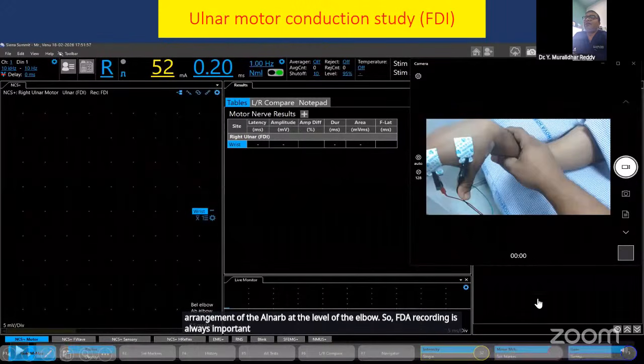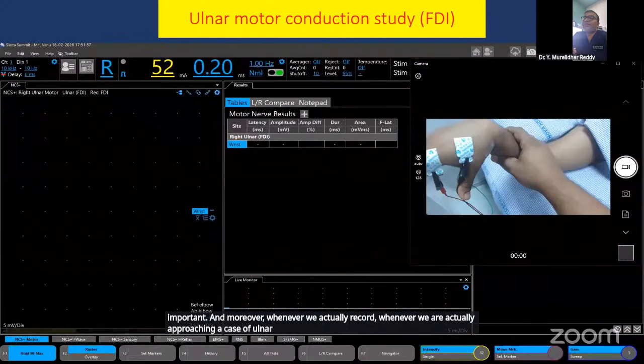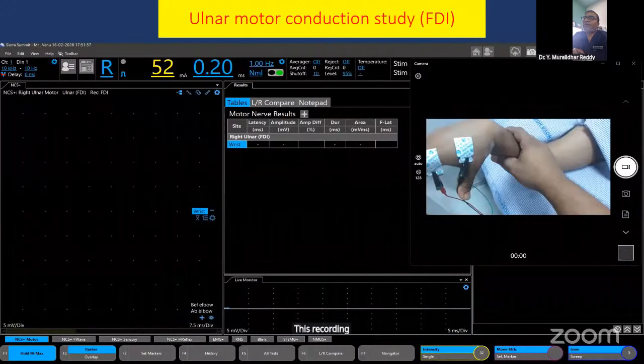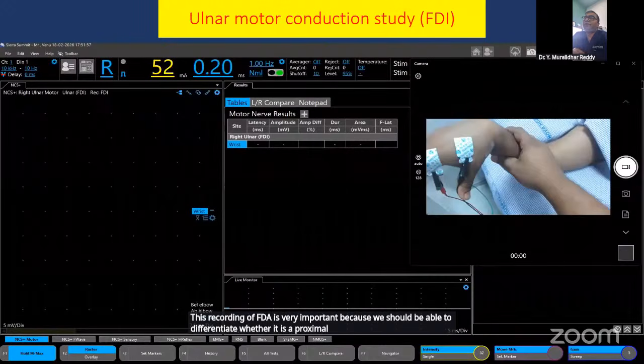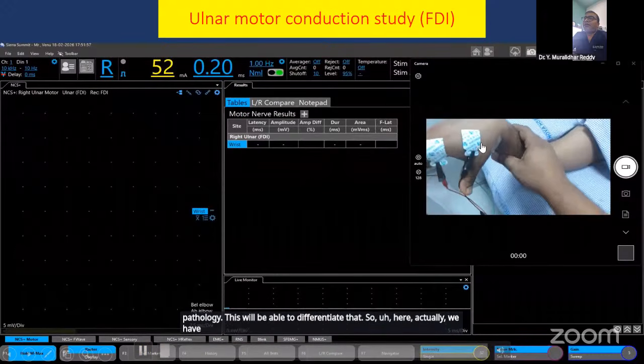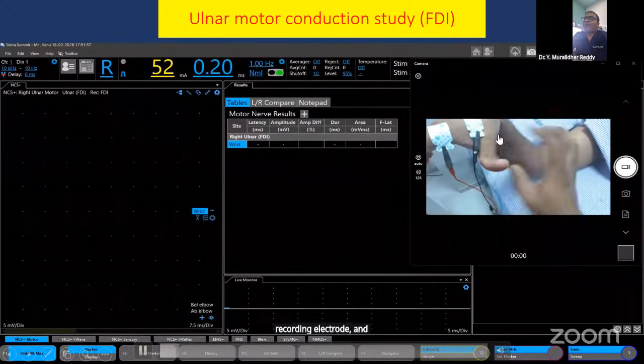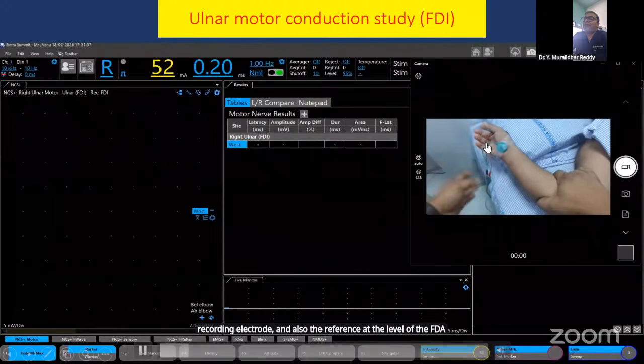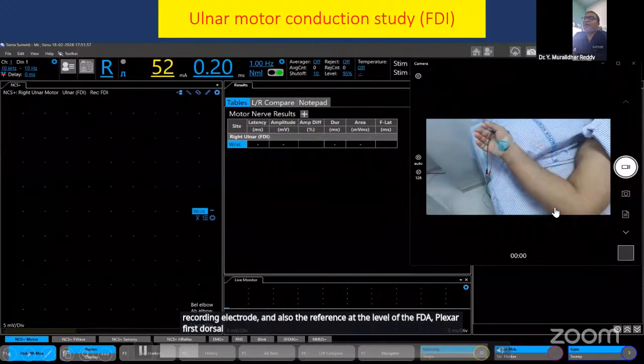Moreover, whenever we are approaching a case of ulnar neuropathy at the wrist, this recording of FDI is very important because we should be able to differentiate whether it is a proximal deep motor lesion or a distal deep motor pathology. Here we have put the recording electrode and also the reference at the level of the FDI, first dorsal interosseous, and we are recording as the same at the level of the wrist, below and also proximal.